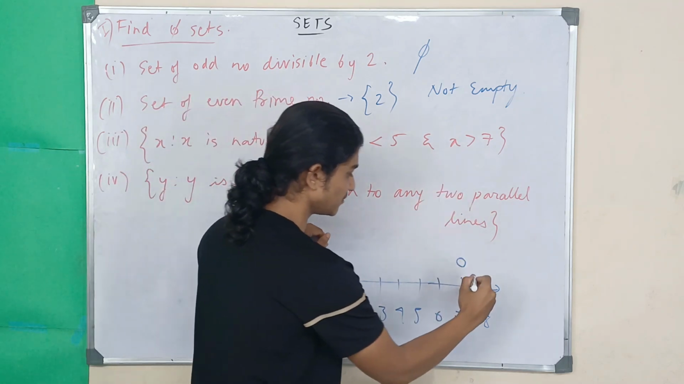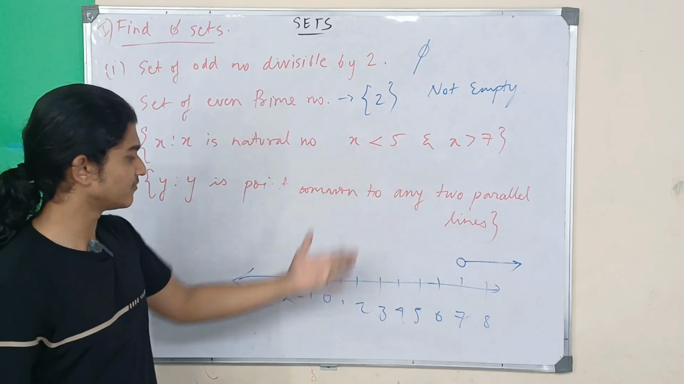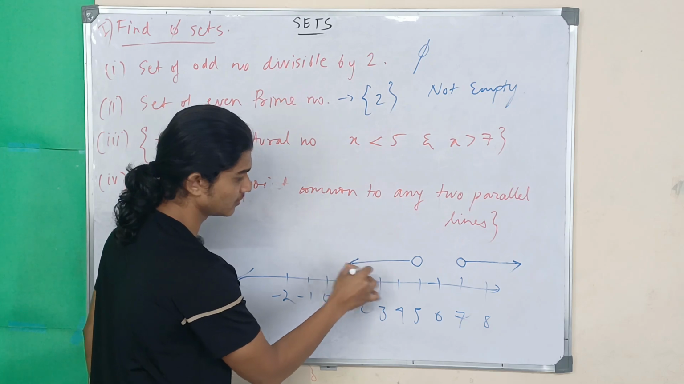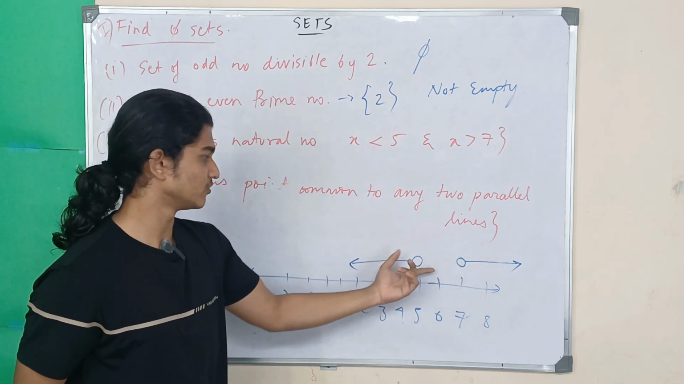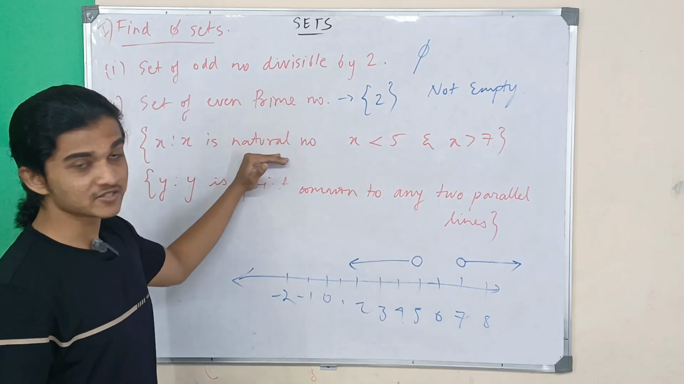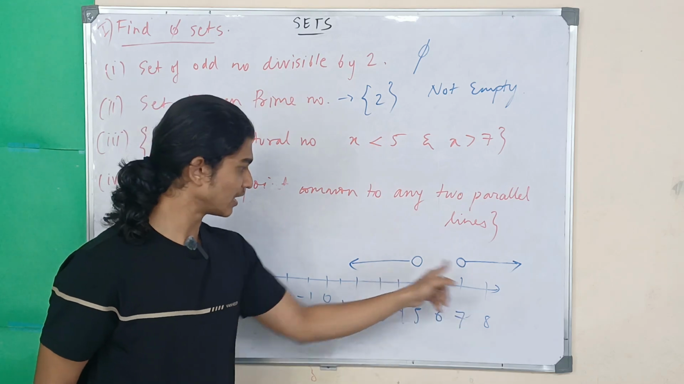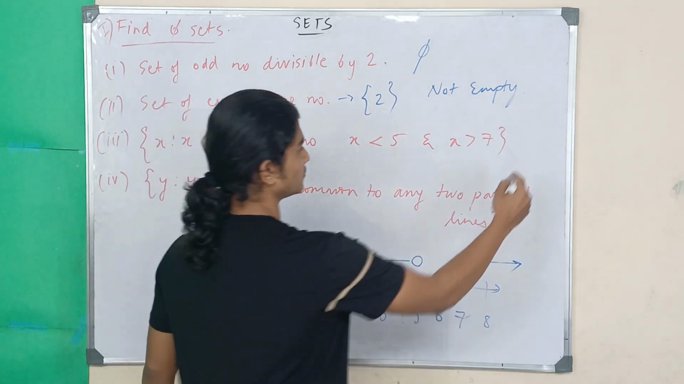So x is greater than 7, which means all the numbers towards the right, and x is less than 5, not equal to 5, so I don't need to circle this, towards the left. You can see there is no intersection between these two lines. If there were any intersection, they would have common points, which means there would be elements in this set. Since there are no common points in these two lines, there are no elements in this set, so this is an empty set.